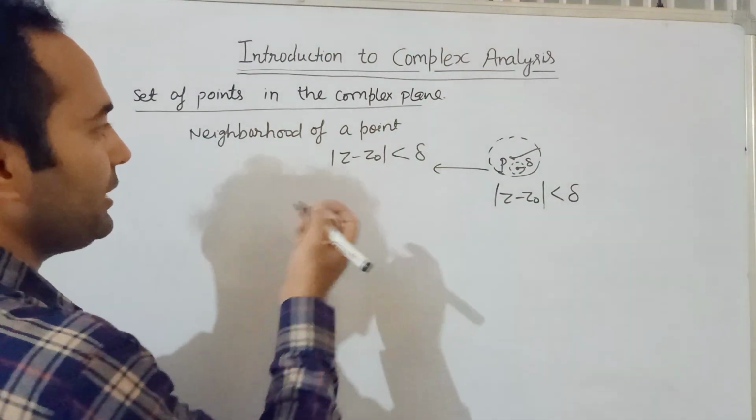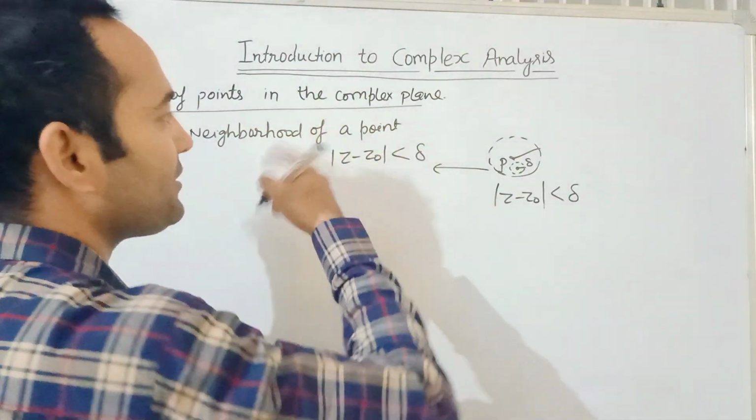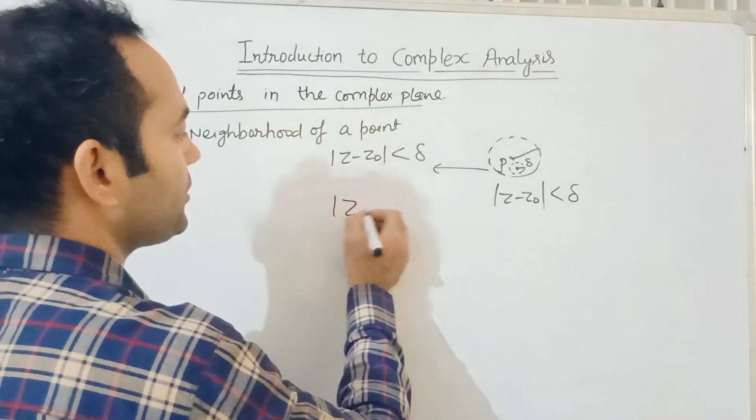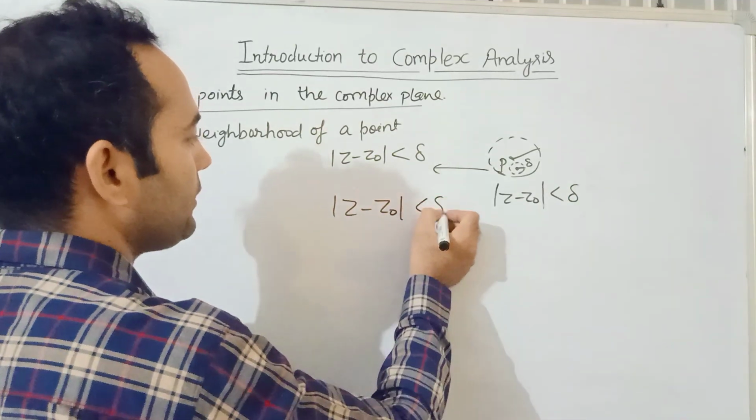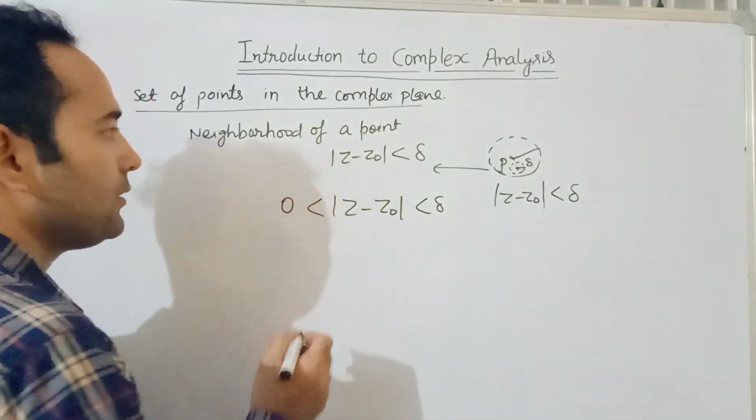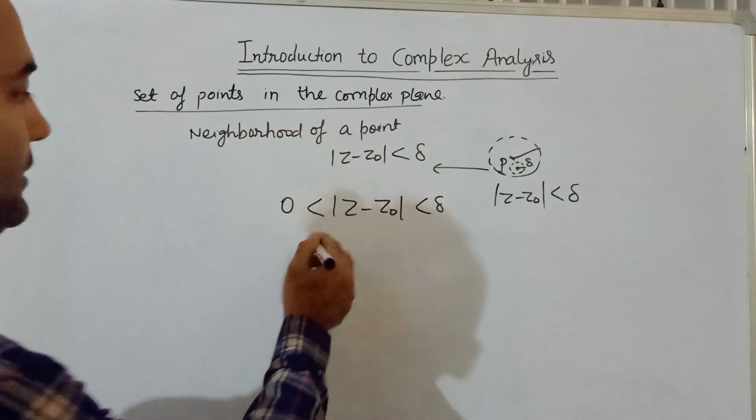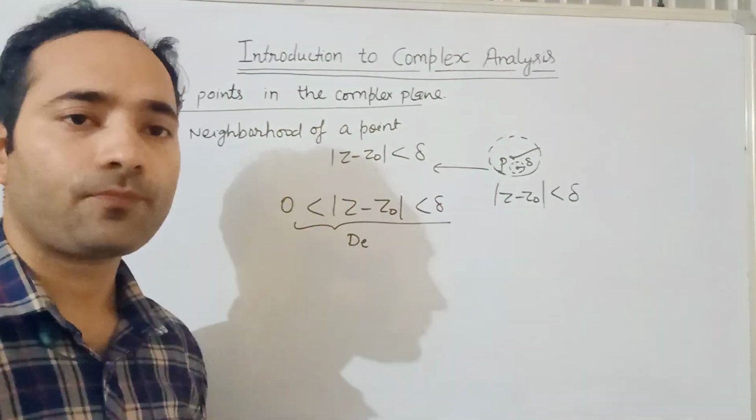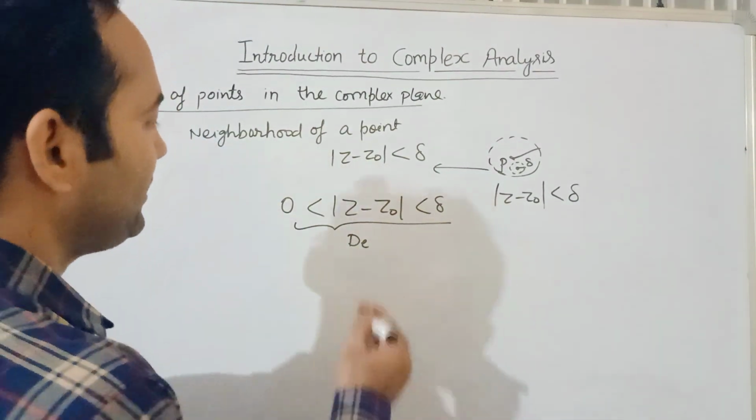Now if I say remove z0 from this neighborhood of a point, then what would it be? So this is called deleted neighborhood.